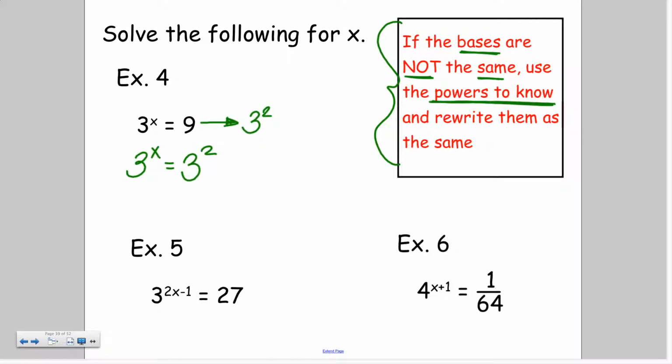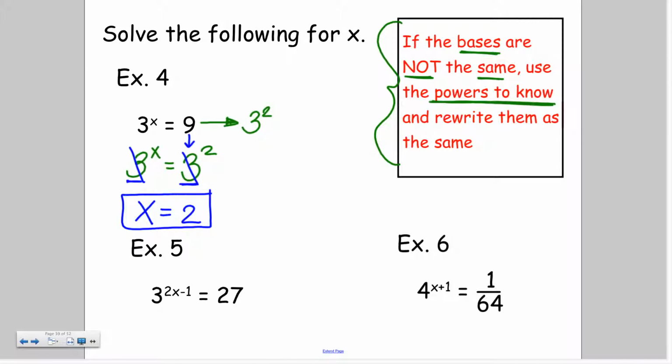All right? Now, some of these you may be able to spot pretty quick. Some of these you may not be able to. But just know that 9 and 3 squared are the same thing. We just have to write it because we need to get our bases the same. And now they match. Once your bases match, we're going to do what we were doing just a minute ago. Cross them out and set our exponents equal to each other. And there we go.